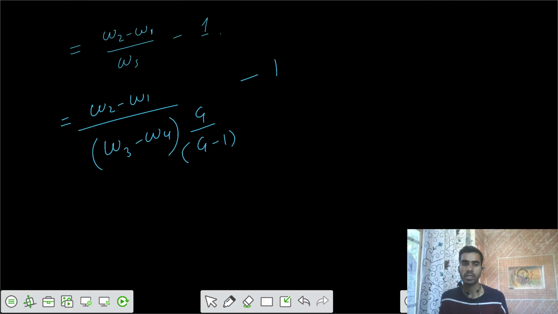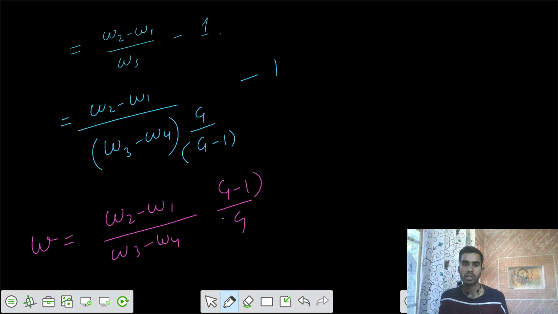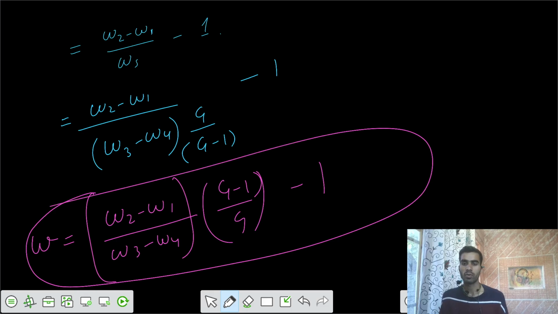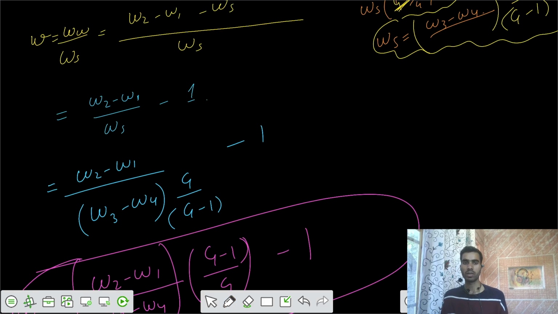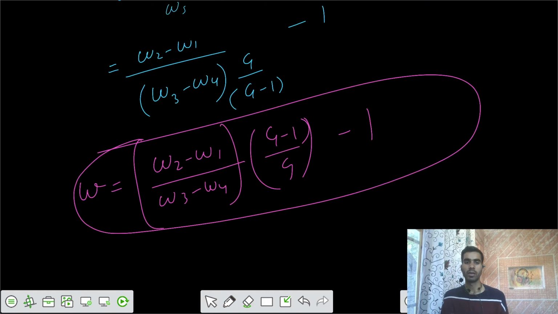So the final equation is there. This is the final equation: water content equals W2 minus W1 divided by W3 minus W4, into G minus 1 divided by G. This is the equation for the water content calculations. I hope you got that equation.